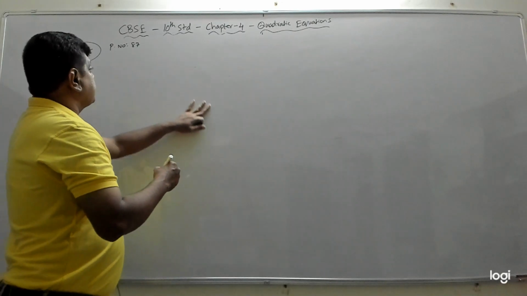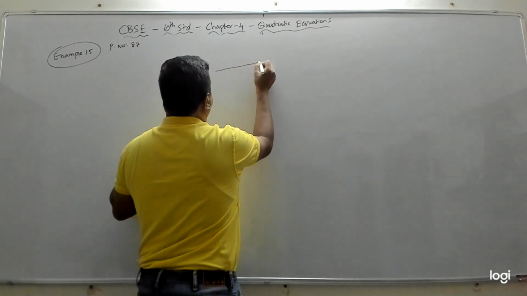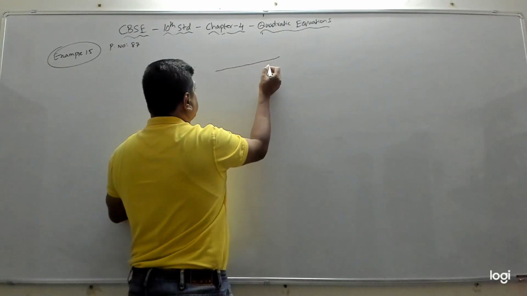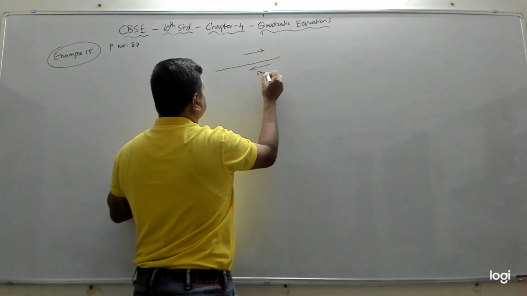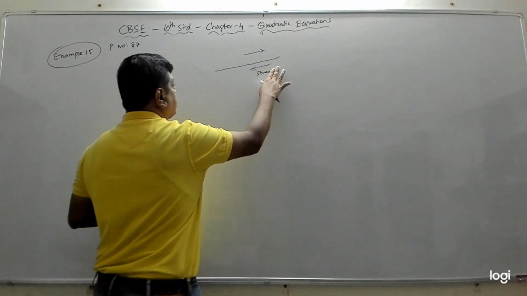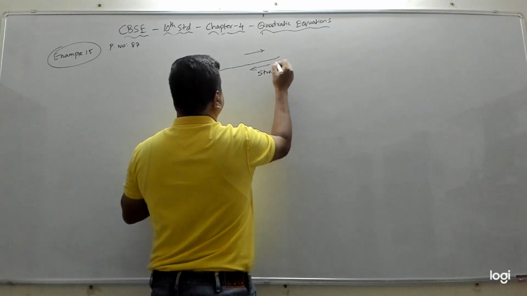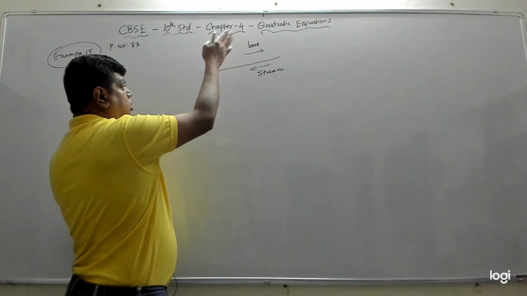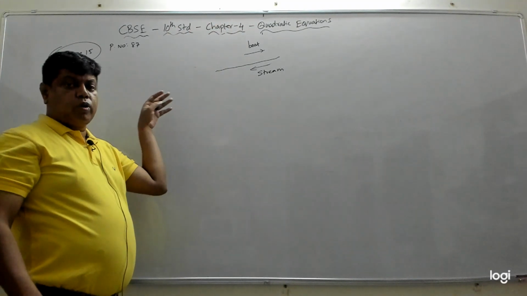So, suppose that motorboat is going like this, okay? Suppose the stream is flowing in this direction, the boat is going in this direction. This is stream. Stream means water, or current, they call it stream, and this is boat. If the stream goes this side and the boat goes the opposite direction of the stream, then we call this upstream. The boat is going up the stream.